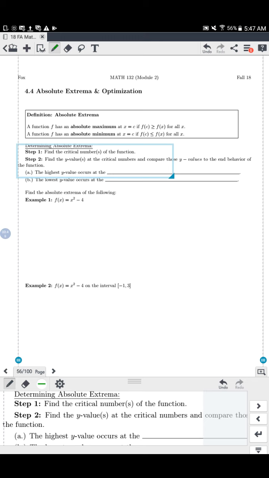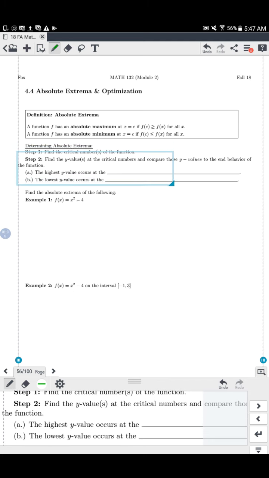First step, find the critical numbers of the function. So we're going to take the derivative and set it equal to 0. And this time it'll be the first derivative because the first derivative tells us extrema, as well as increasing and decreasing. And then the second step is actually a lot easier than before.